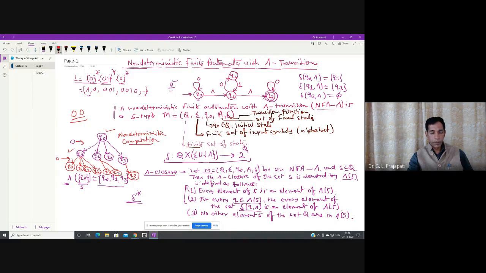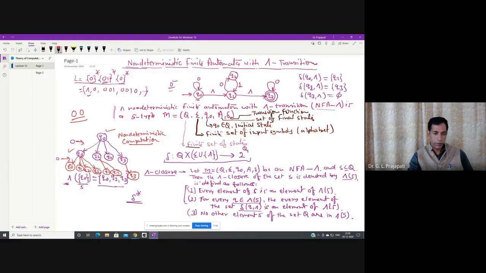So see, once the machine takes the input 0, 0, this is the tree. The machine can follow this path. Once the machine follows this path, it ends up at q0, and this is not the final state. Then the machine can make the other guess. It can follow this path and end up with q1.